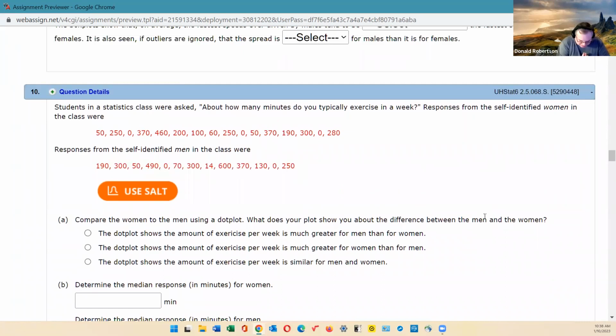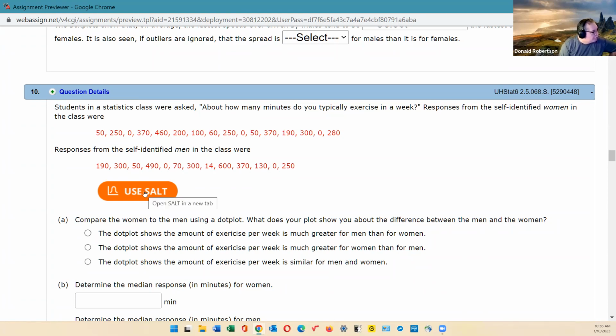Now, let's move away from box plots just for a moment and look at a different way to visualize data. In this one, students in a stats class were asked about how many minutes do you typically exercise in a week? And this is what the self-identified female said, and this is what the self-identified male said. And we are going to compare the men using a dot plot. So women to men dot plot.